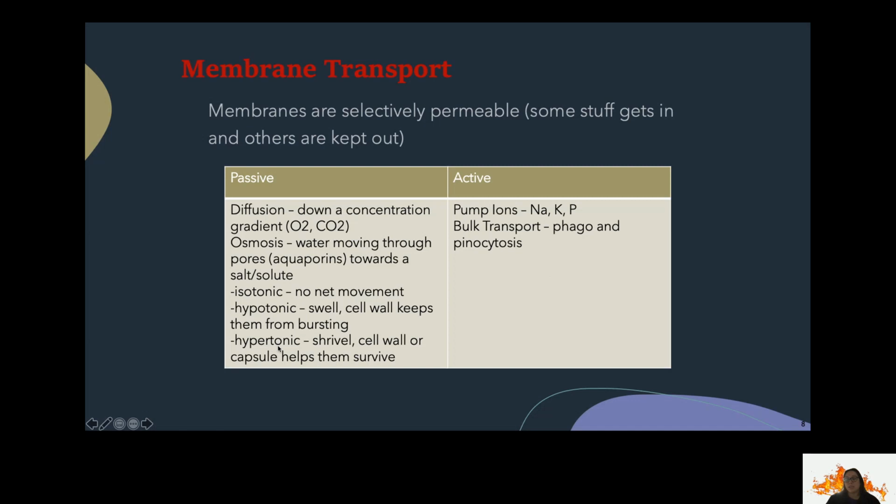Hypertonic solutions that surround cells would be really salty solutions. These will cause the cells to shrivel. As the water leaves the cell, it tries to make the environment around it equal, and so the cells shrivel. Again, the cell wall on microbes can act like a capsule around them, helping them to survive until conditions become closer to isotonic again.